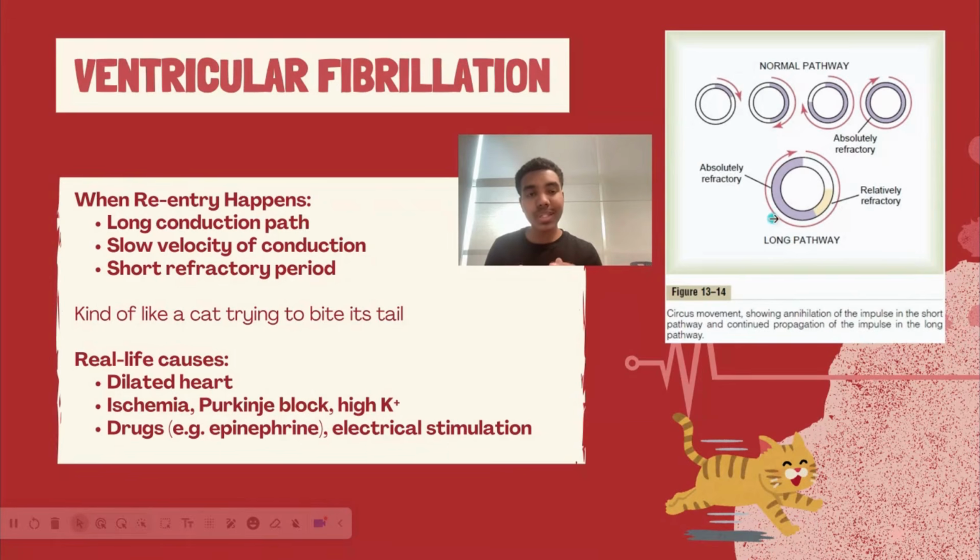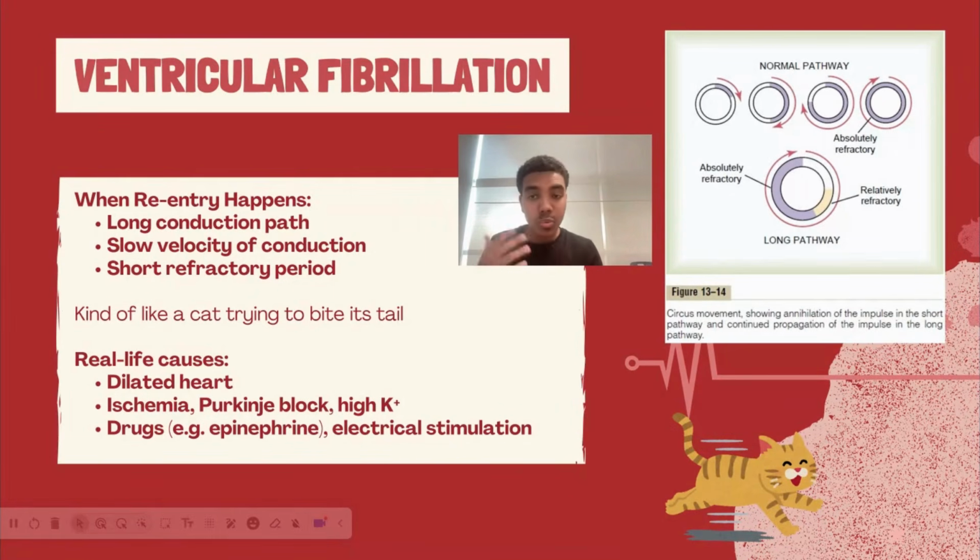So what happens is that once the impulse hits the cardiomyocyte, it becomes depolarized and then repolarized. Because it's a long pathway, there's going to be a small entry for that impulse to depolarize that cardiac muscle again. And that's why it's called re-entry. That impulse keeps on re-entering that pathway, and it keeps on causing depolarization and repolarization of that muscle.